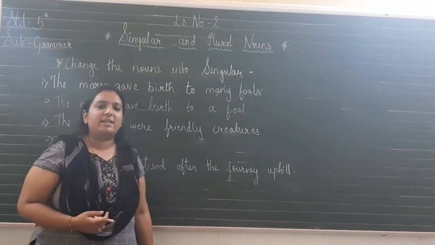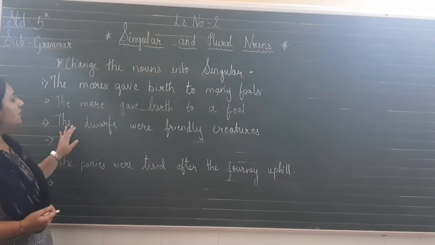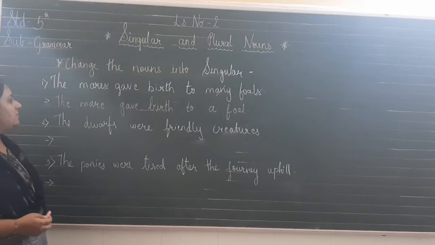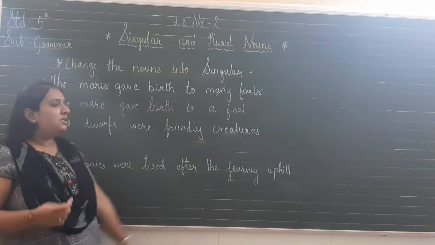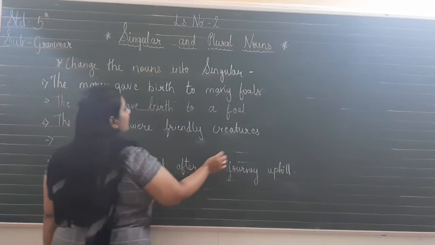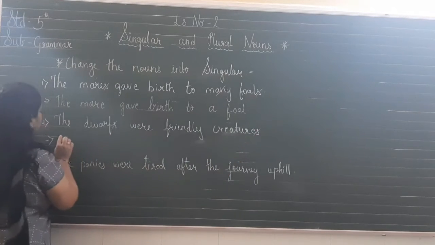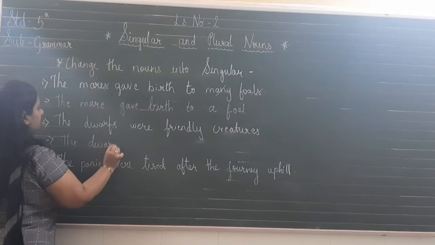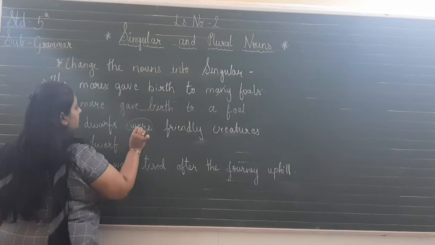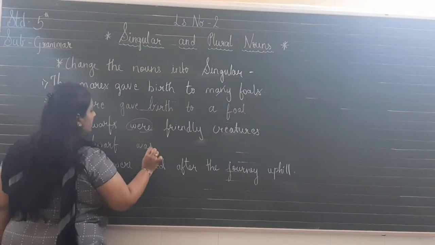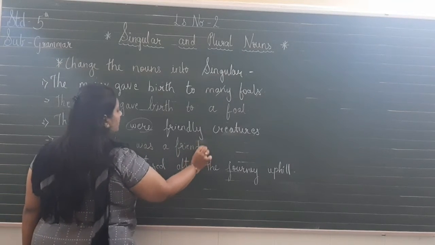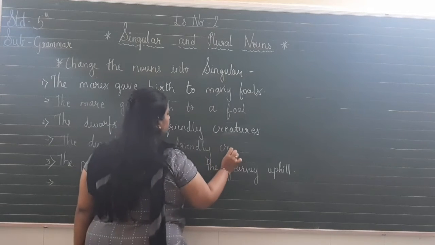Now let us move to the second sentence. It says the dwarfs were friendly creatures. Now here the plural nouns are dwarfs and creatures. So in both of them we will cut the s. So the sentence will become, the dwarf, were will change into was, a friendly creature.